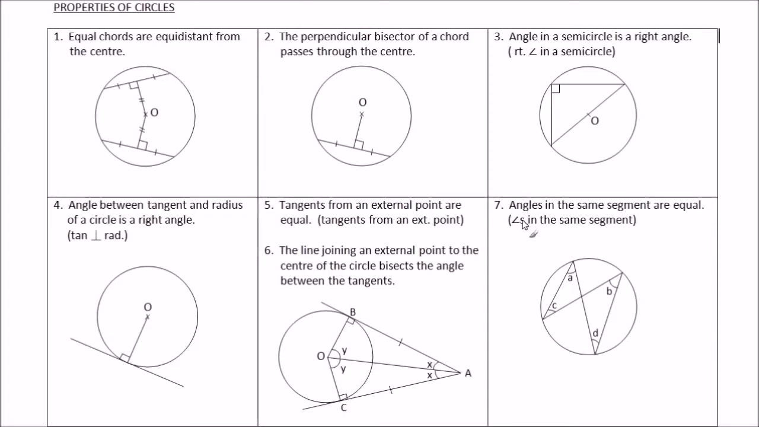Now for the 7th property, angles in the same segment are equal. If you draw a line here, then we have a segment here. So these two angles, angle A and angle B, according to this property, are equal in size. Angle A is equal to angle B. Similarly, angle C is equal to angle D. The reason is they are angles in the same segment.